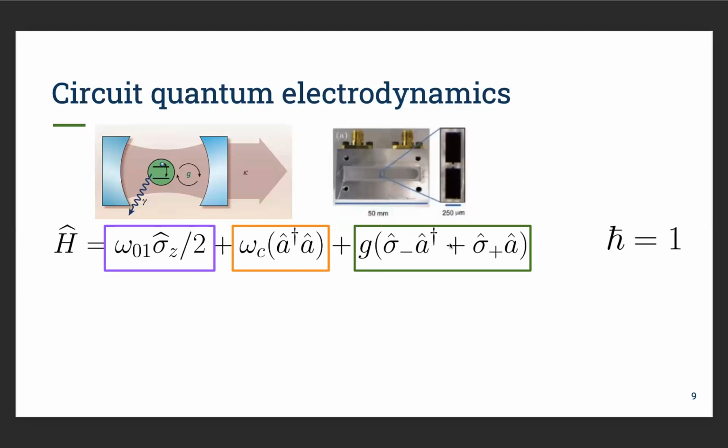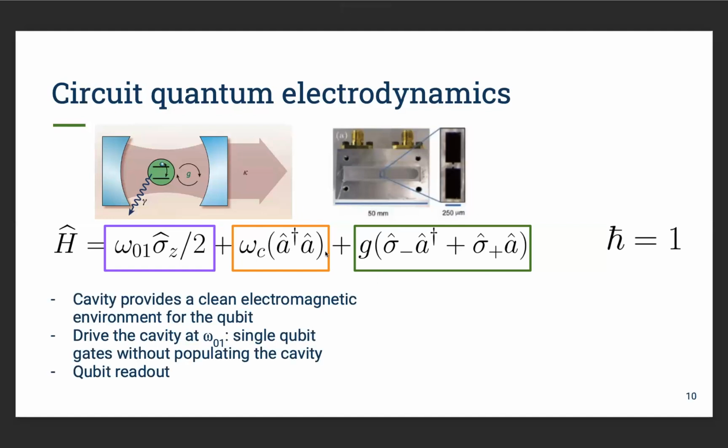So the first of these terms describes the qubit falling back to its ground state and releasing a photon into the cavity, or the other term here describes the cavity losing a photon and the qubit being excited into its excited state. And this happens at the rate g. This is also described as the coupling strength g.